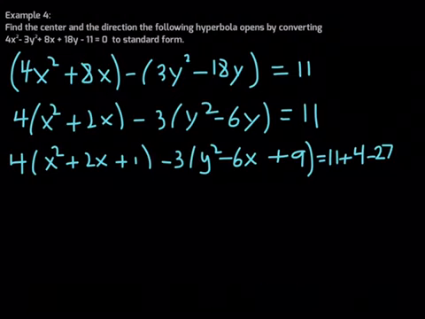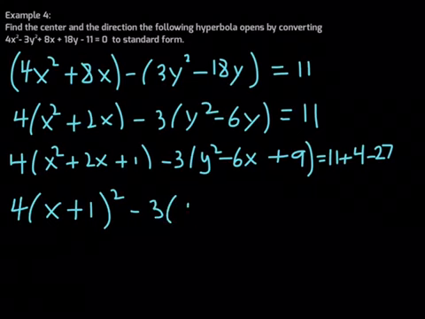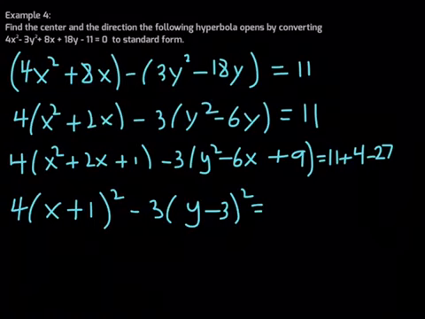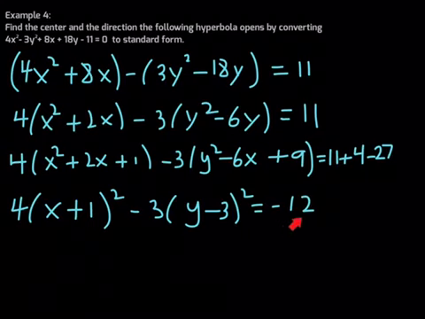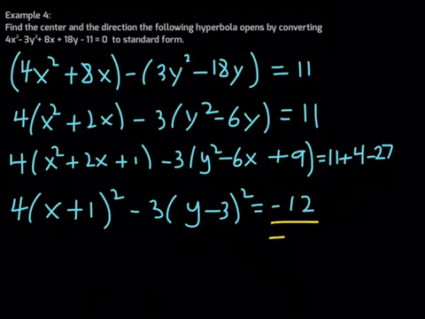All right, cool. Now we can factor, right? So we have 4 times x plus 1 quantity squared. We're almost there. Minus 3 times y minus 3 quantity squared is equal to, what is this, 15? 11 plus 4 is 15, and then 15 minus 27 is negative 12. Cool. Now, in order to have this equation in standard form, this negative 12 needs to be a positive 1. What are we going to divide both sides by? By negative 12, that's right.